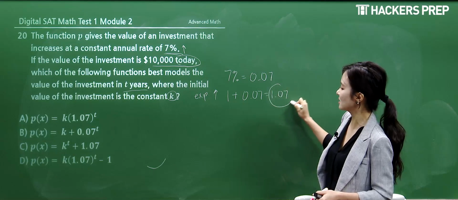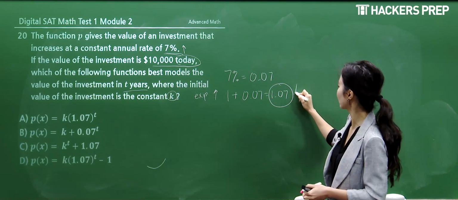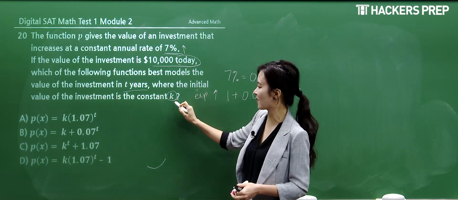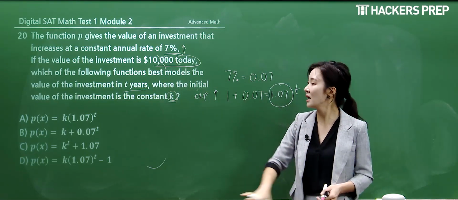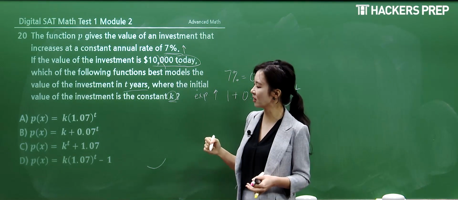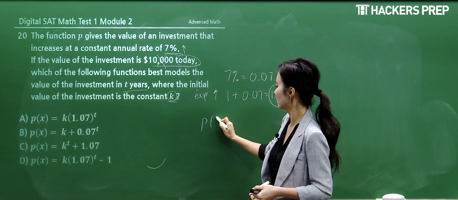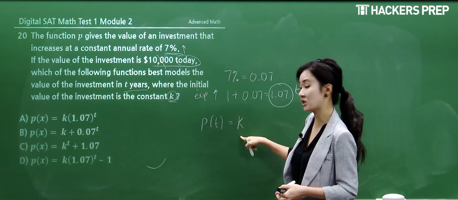So then, given that, right, T is going to be the investment in T years, okay? And then finally, they say that the initial value of the investment was K. So actually, the initial value of the investment was not 10,000. If K was not given, then you can assume that maybe today's the starting point, but they have clarified that it's going to be K. That means this model is going to be K, which is the initial, right?